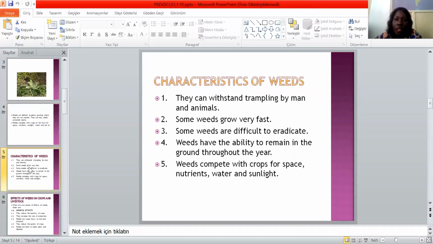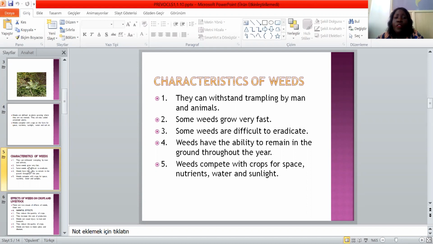Characteristics of weeds, features of weeds. The first point is that weeds have the ability to withstand trampling by man and animals. When you step on weeds, either you as human or farm animals step on grasses or on weeds while grazing, after a few minutes, you see that those weeds stand erect again. They have the ability to withstand trampling. No matter the level of trampling, after a certain period of time, they stand erect again.